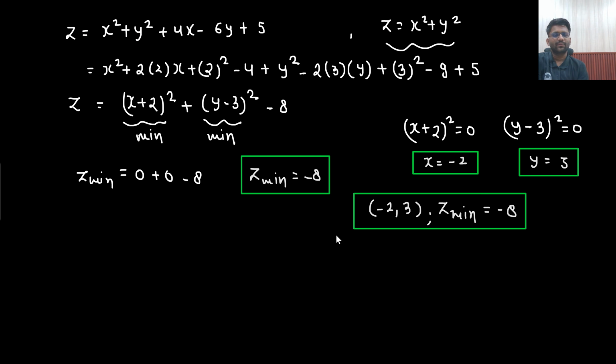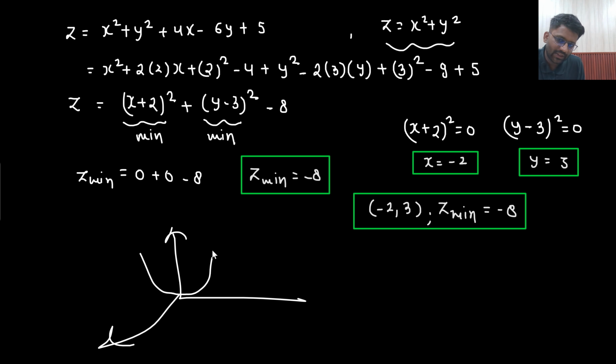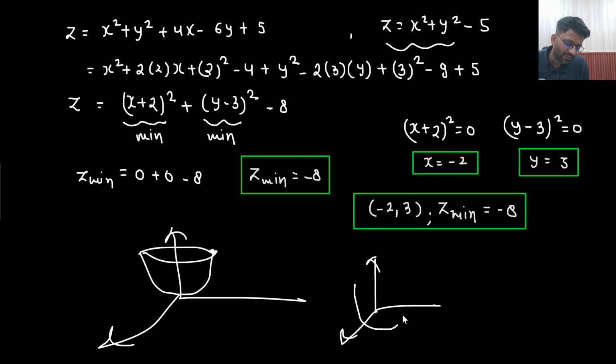And can you draw the graph now? Drawing the graph is not that difficult. If I know the graph of x square plus y square, if this is the graph of x square plus y square, then what will be the graph of x square plus y square minus 5? Then this graph will be shifted downward. The graph will be somewhat like this. The graph will be shifted downward.